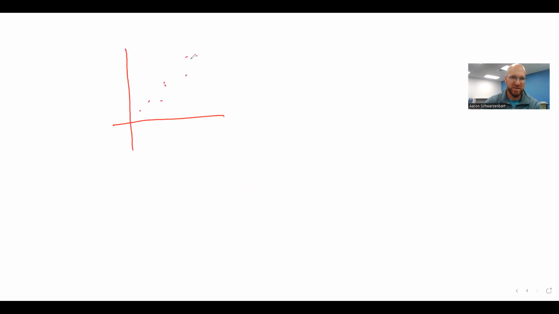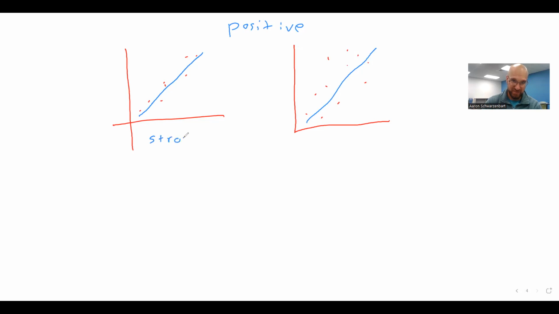I'm going to draw some things that are kind of close. That one they call strong positive. Positive or negative has to do with the slope. Does the slope of what we're going to start calling a regression line, you might have called it a line of best fit in the past, have a positive slope? These are positive. This is strong. The data fits tight to the line. This is weak.